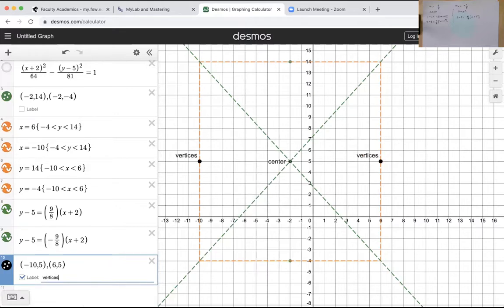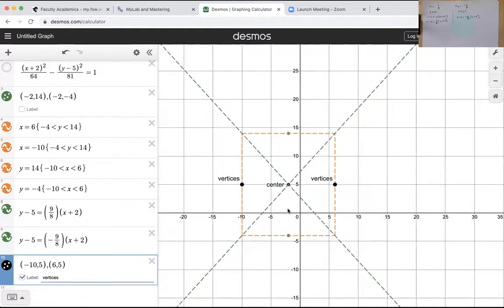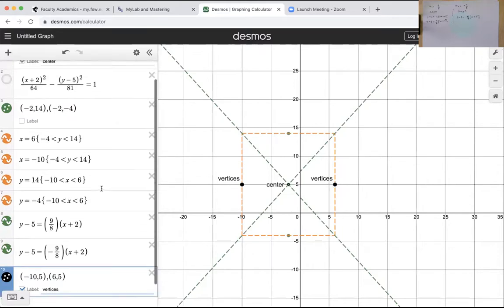So if we're going to graph this, what do we do? We start at the vertices and we draw a hyperbola out towards the asymptotes. So try to visualize what that's going to look like. Starting at the vertices, draw the hyperbola out towards the asymptotes. Let's go ahead and actually draw that and see what we get.